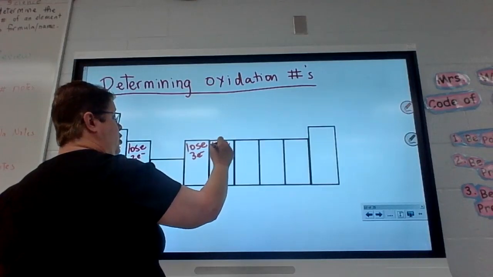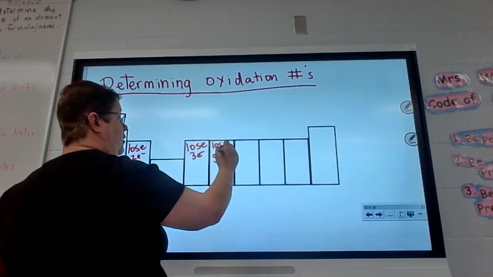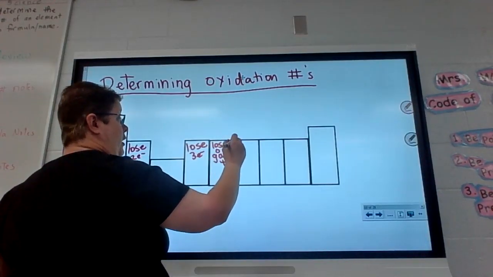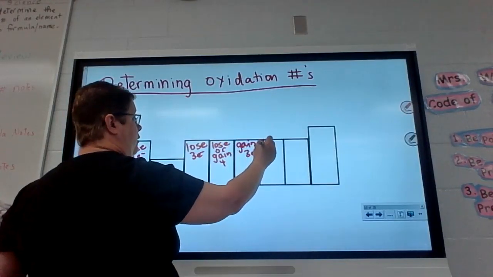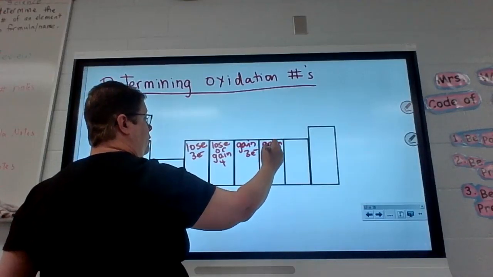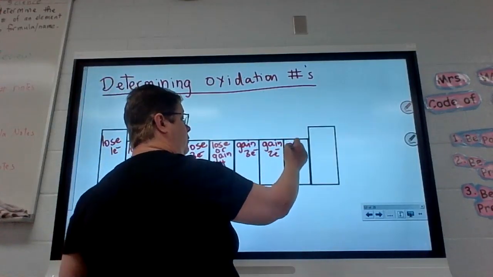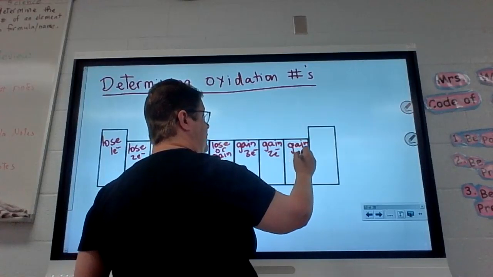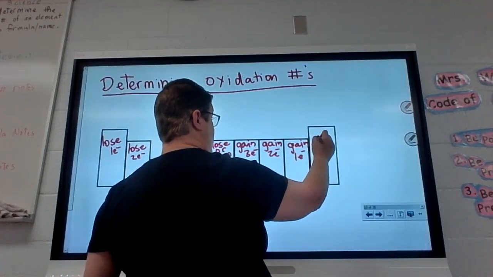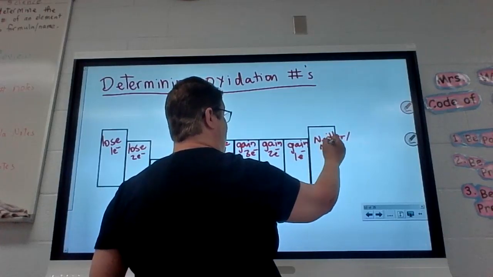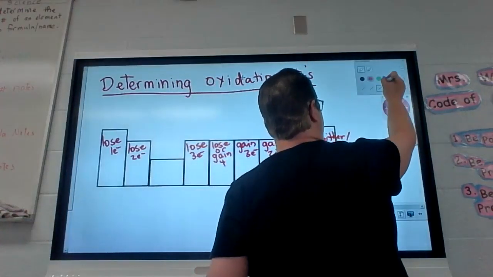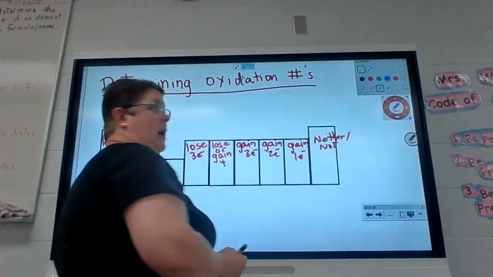Group 14 will lose or gain 4. Group 15 will gain 3. Group 16 will gain 2. Group 17 will gain 1. And group 18 will neither. Okay, I'm just going to write neither or not. Either one. Now, from that is where our oxidation numbers come from, okay?